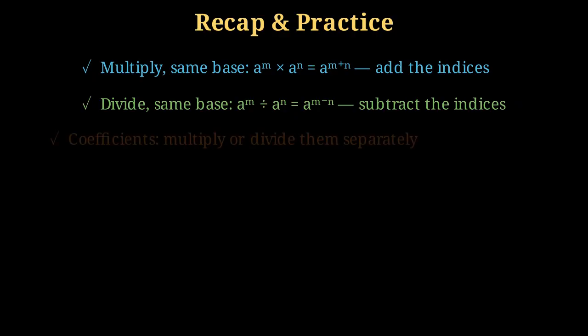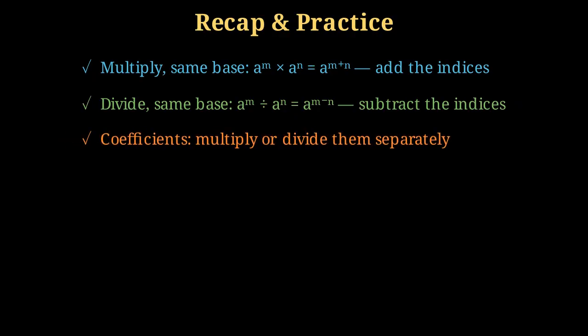And coefficients are ordinary numbers. Multiply or divide them separately. Then let the law handle the indices. Your practice: pause and try all 4. Answers in index form. A, 4 to the 5 times 4 squared. B, 9 to the 8 divided by 9 to the 6. C, t cubed times t to the 6. D, 10h to the 9 divided by 5h to the 4.